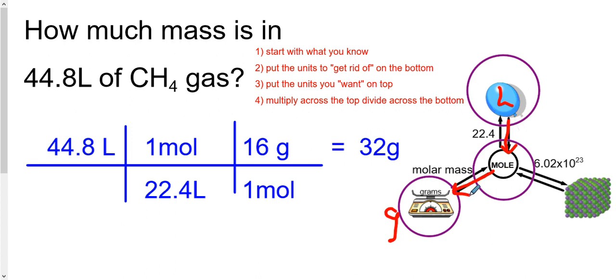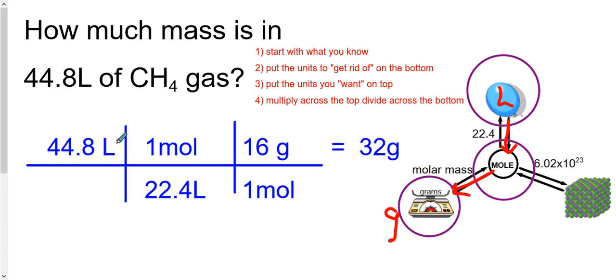Now, you can do this one step at a time, or you can do this in one fell swoop. We can use the same 4 steps that we've been using all along. Start with what you know. We know 44.8 liters. We then put the units we're trying to get rid of on the bottom. First thing I want to get rid of is the units liters, so we'll write them there, and put the units I'm trying to solve for on the top. Remember, the first step in our journey is to go to moles, so I'll write the word moles on top. Now, the numbers that make liters to moles true is 1 mole is 22.4 liters. So beside the word moles, I put the number 1, and beside liters, I put 22.4.